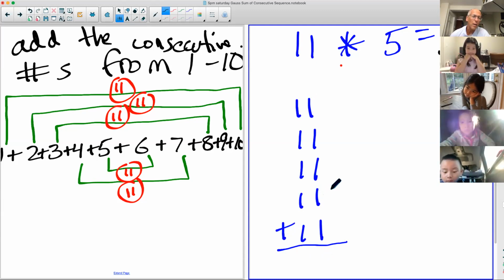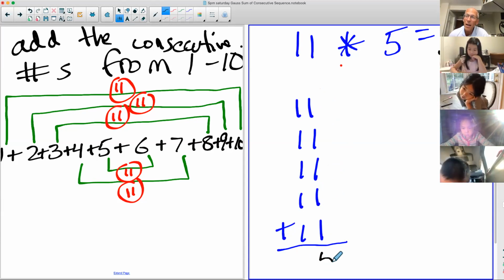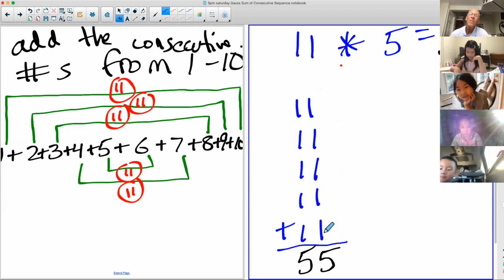Who knows what column to add first, guys? Ones. Yes, and 1 plus 1 plus 1 plus 1 plus 1 is? 5. And now the tens column. 1 plus 1 plus 1 plus 1 plus 1 is? 5.